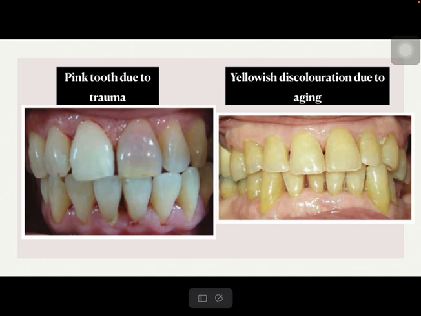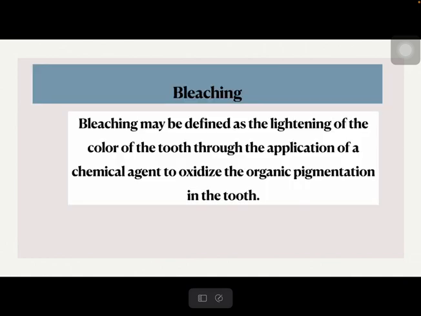Let's see what is bleaching. Bleaching is the process of lightening of the color of the tooth through the application of a chemical agent to oxidize the organic pigmentation, that is the stain which is present in the tooth.